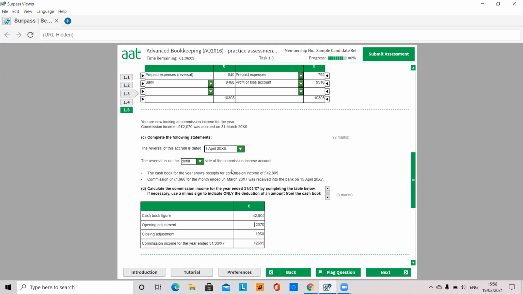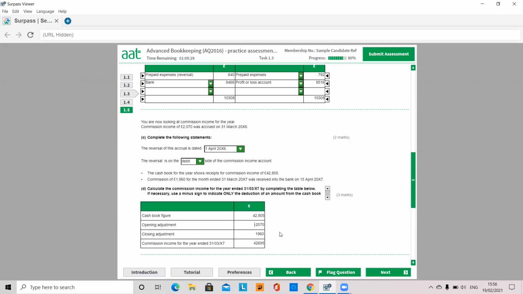But then you've got that debit entry for that reversal of 2070. So that goes on the debit side. Then it tells us commission of 1,960 for the month ended 31st of March 2007 was received in the bank on the 15th of April. So we didn't get it until the 15th of April, but we need to add it to the current year. So that will be a credit, as it needs to be added to the income in that particular year.